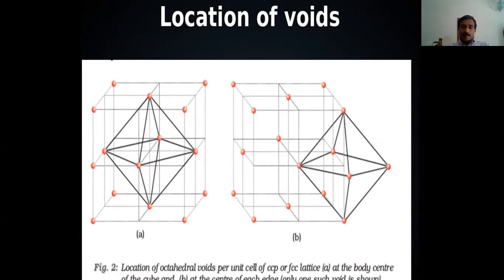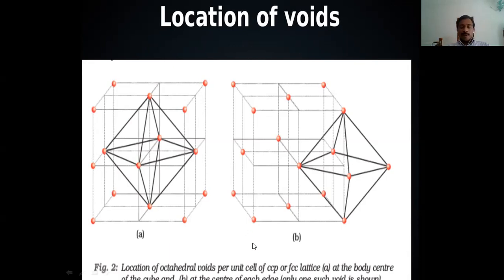So at the body center, one is present, and in this position, another is present, 2. Here, another one, 3. And here, in this side, there is one more present, 4. So total 4 octahedral voids are present.